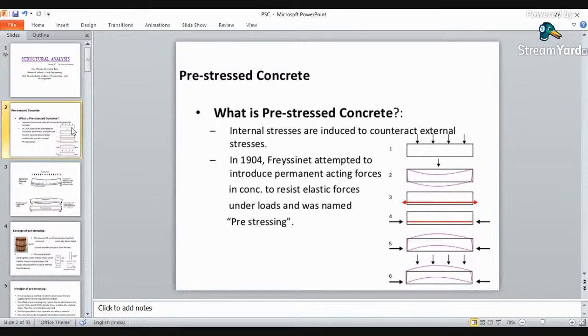Here you can see, when we apply load, there will be deflection if it's a reinforced cement concrete member. But when you are giving stress to the tendons, you are applying compressive load to the concrete member prior to its service life, and that compression will be released when an external load or impact load comes onto the member. This method, or this philosophy, was first of all introduced by Freyssinet in 1904.